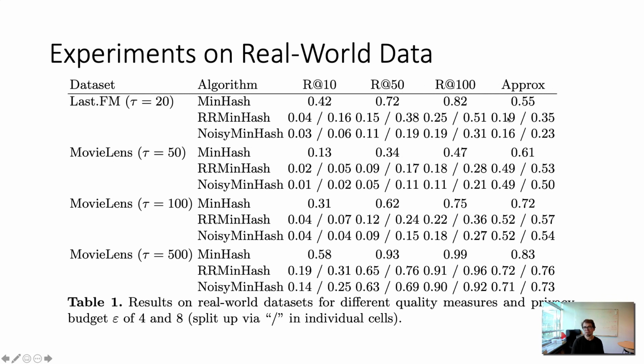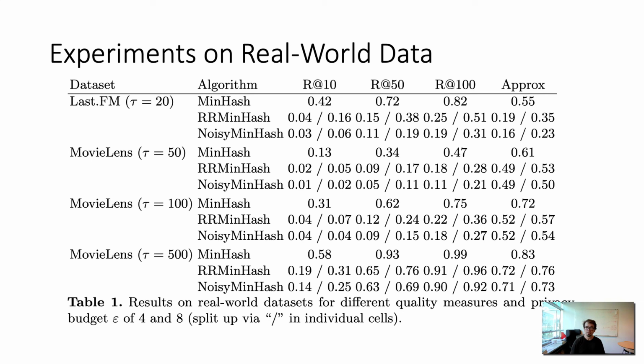There's also this approximation factor, which is where we sum up the similarities of the top 10 nearest neighbors in the original data set. We look at the top 10 nearest neighbors in sketch space, go back to what they actually were in the original space, sum up similarities, and consider the ratio between the two of them.